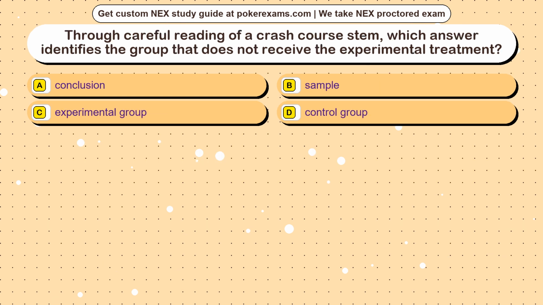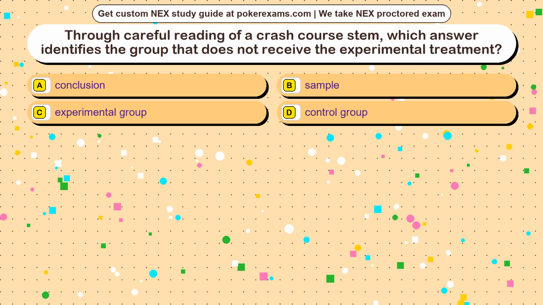Question 25. Through careful reading of a crash course STEM, which answer identifies the group that does not receive the experimental treatment? Option A, a conclusion. Option B, a sample. Option C, experimental group. Option D, a control group.